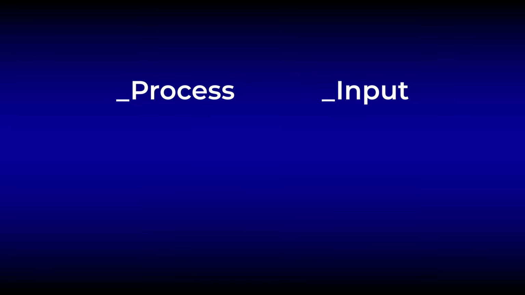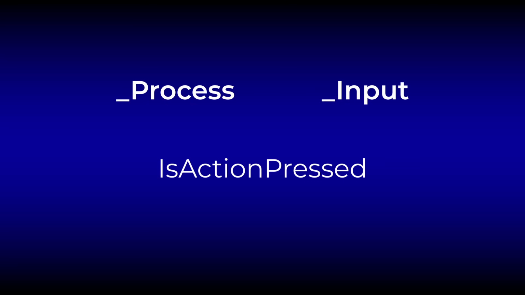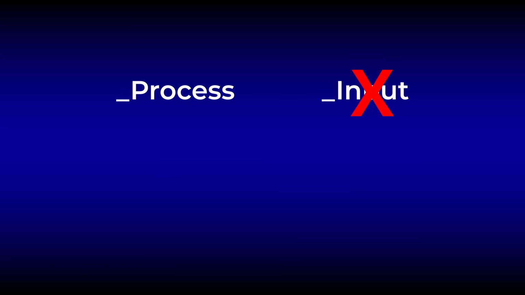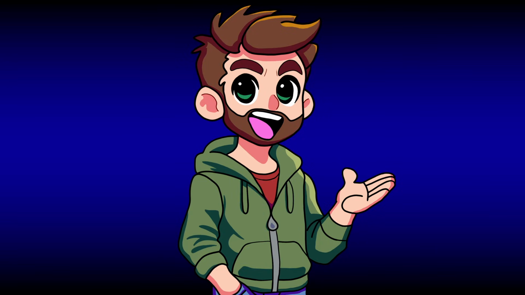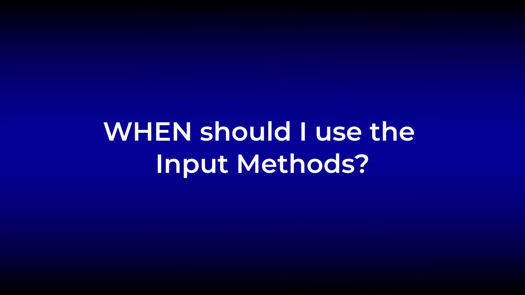In both underscore process and underscore input, you can check is action pressed to see if the action is pressed down right in that moment, but only underscore process has is action just pressed because it's able to check and see if that action was pressed in the previous process iteration. You now know how the input event methods work, but that still doesn't answer the burning question. When should you use them?